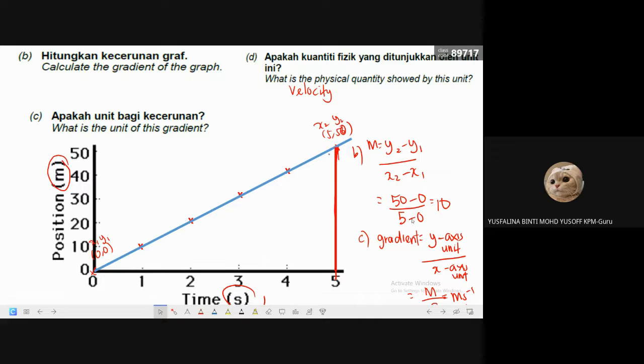So what is the unit? I already taught you m over s is m s^-1. So what is the physical quantity? It is shown by the unit: it is velocity.